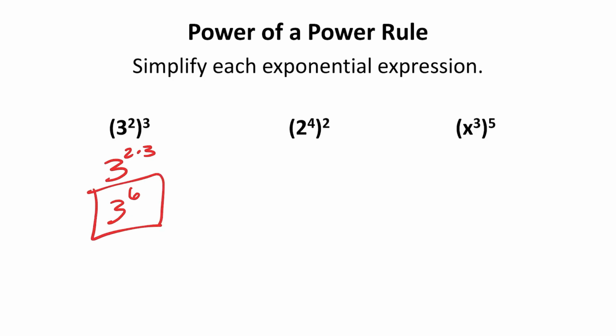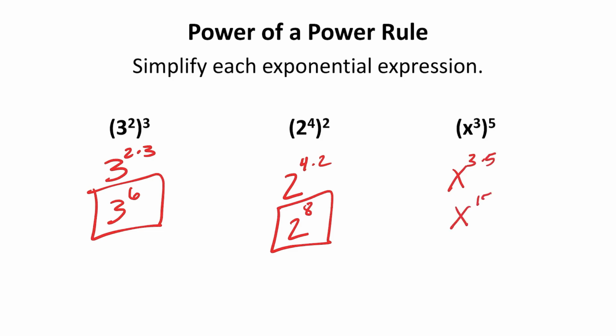Okay? Go ahead and pause the video. See if you can do these other two. And then I'll work them right now, and you can see if you got them right. So 2 to the 4th to the second is 2 to the 4 times 2, which is 2 to the 8th. X to the 3rd to the 5th is x to the 3 times 5, which is x to the 15.